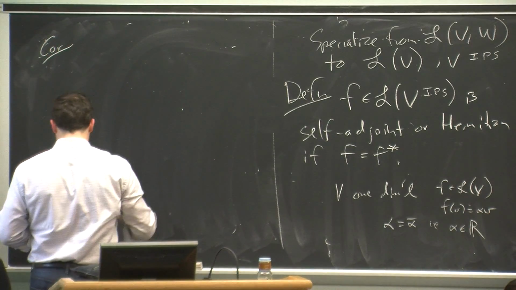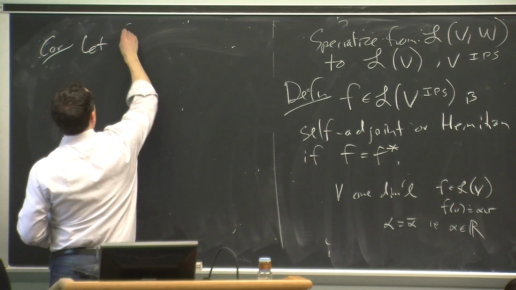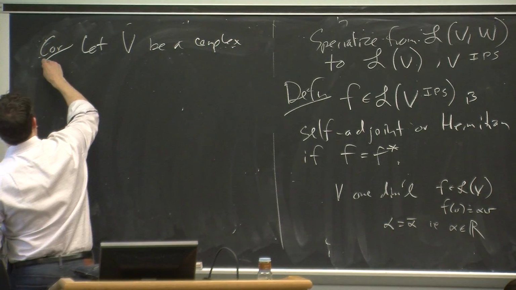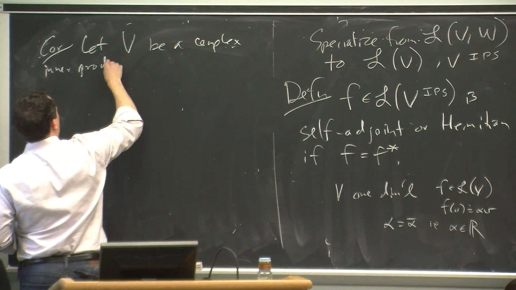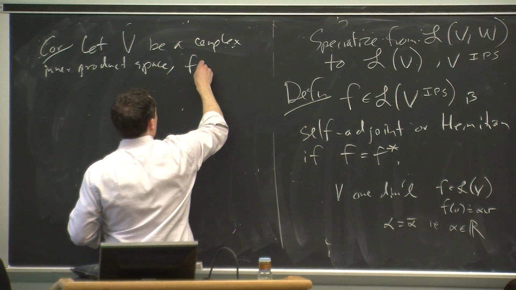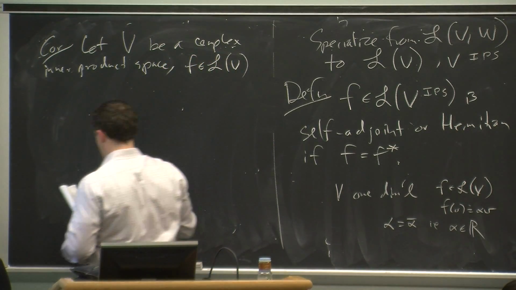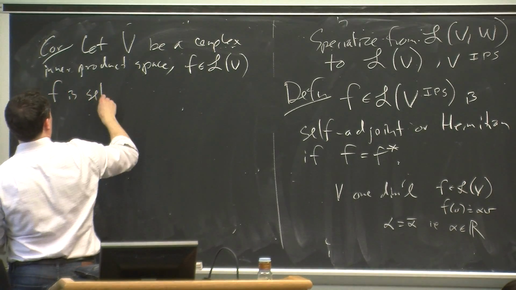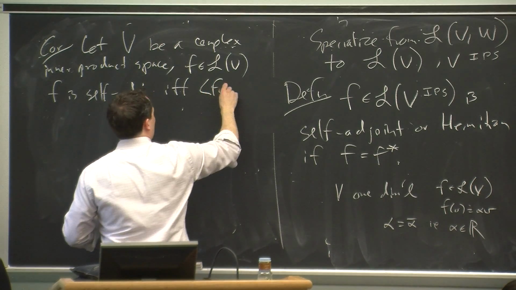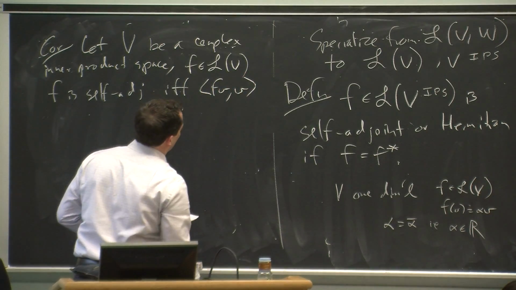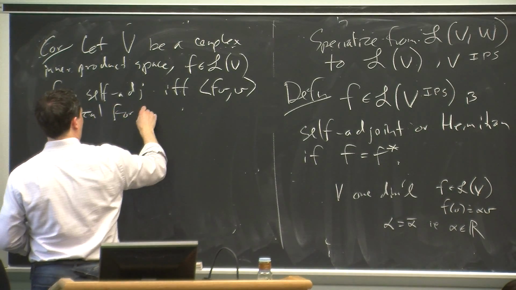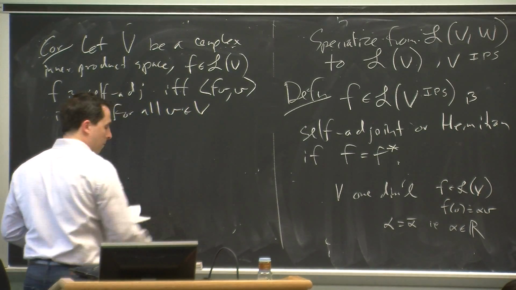Let's do a corollary for that. So let V be a complex inner product space, and F in L(V). F is self-adjoint if and only if the inner product of F(V) and V is real for all V.